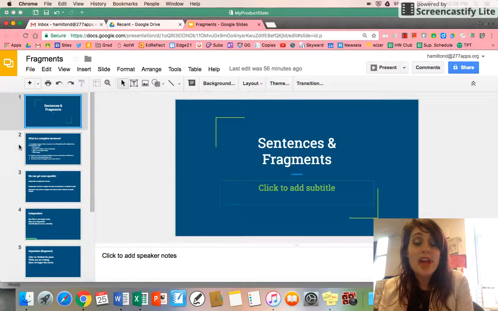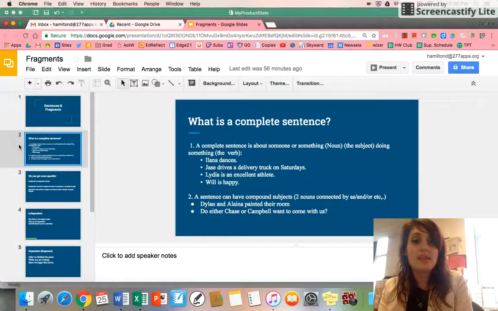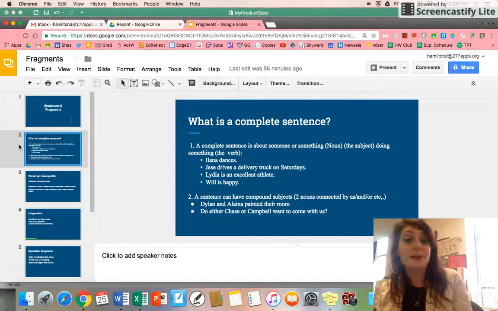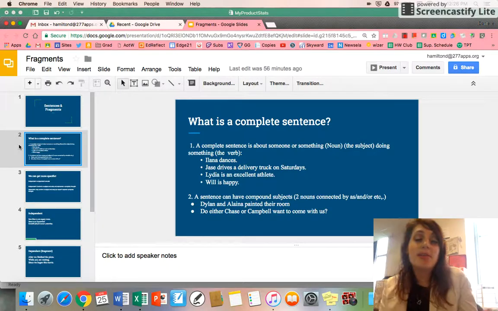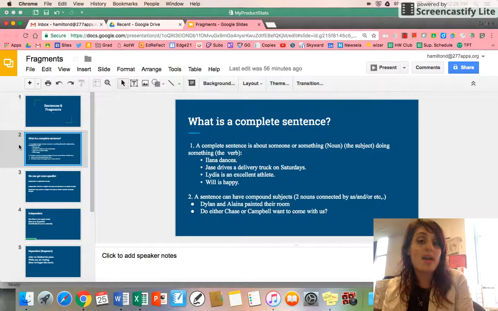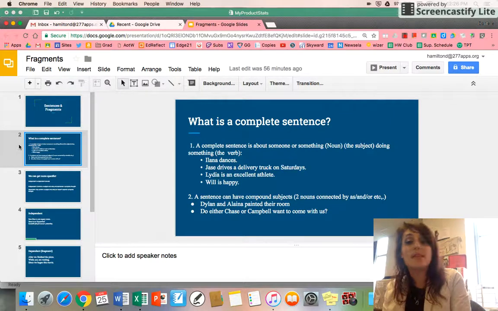Today we're going to look at sentence structure and then specifically fragments. So what is a complete sentence? A complete sentence is about someone or something, your subject, usually a noun, doing something, the verb. So Alana dances. While this is a short sentence, it is correct. Alana is a subject, or the noun, and what is she doing? She is dancing, or dances. So Alana dances, while short, is a complete sentence.